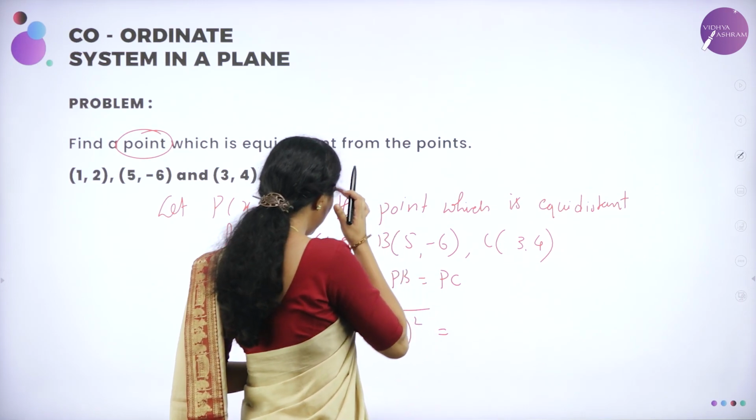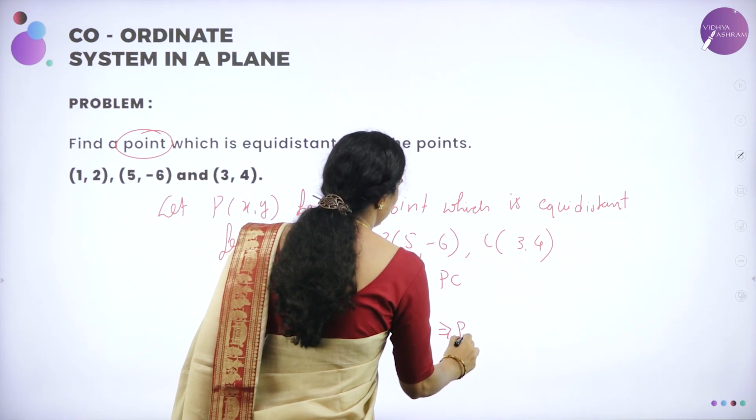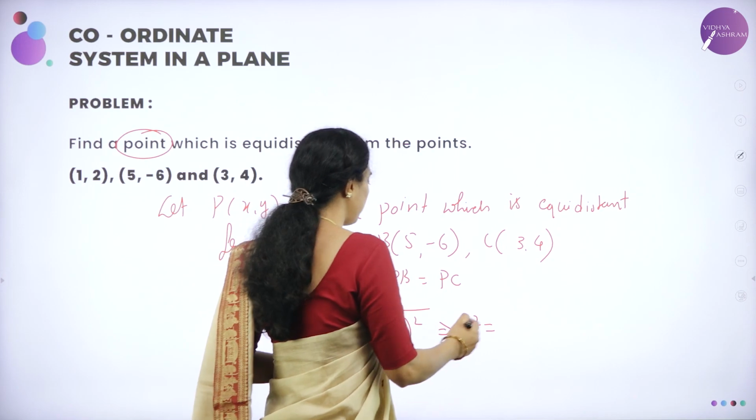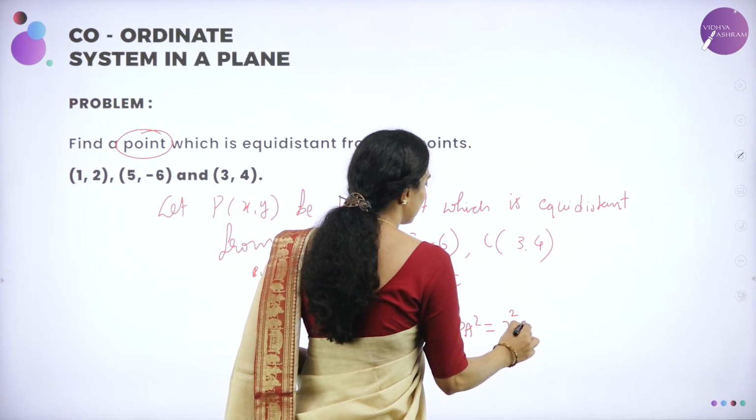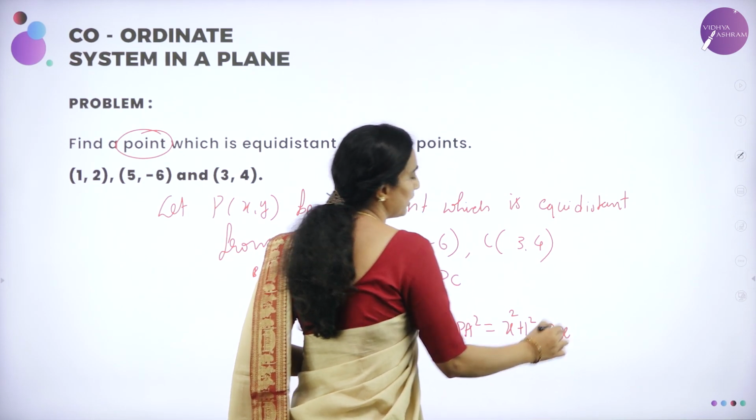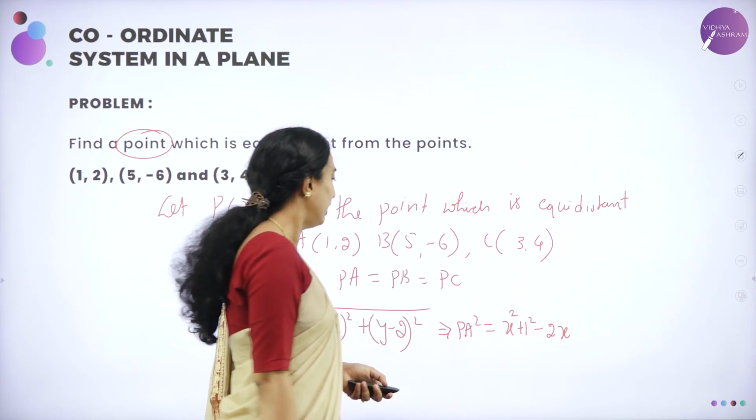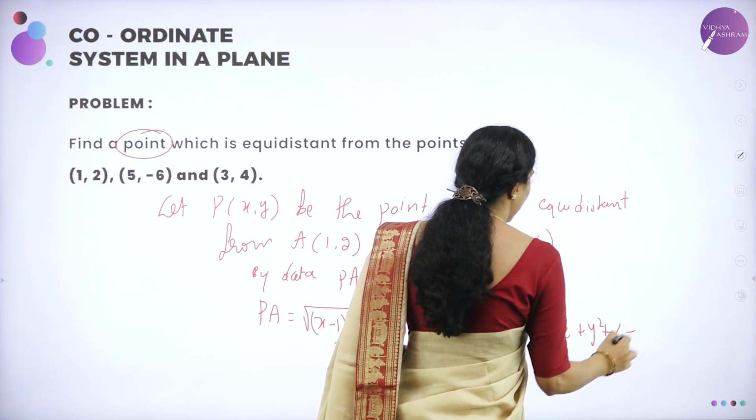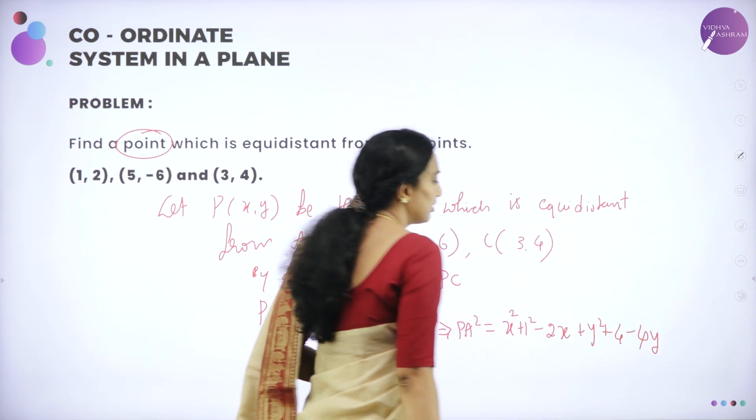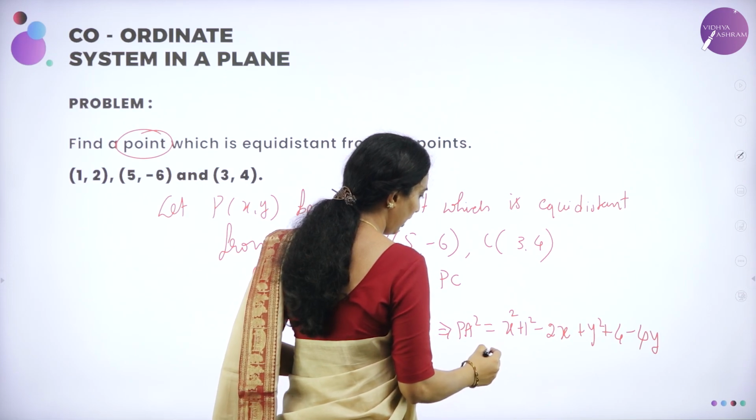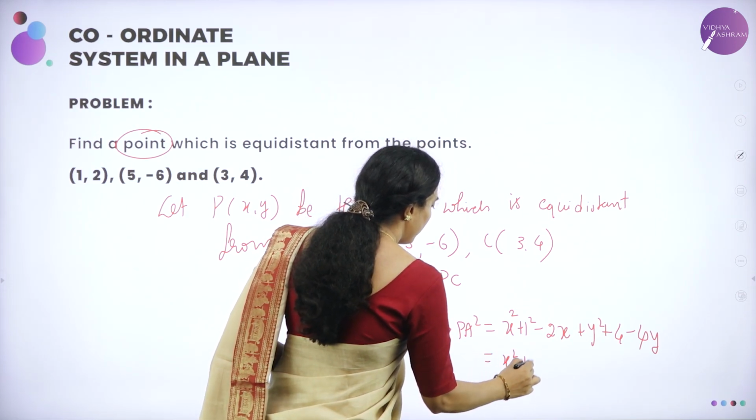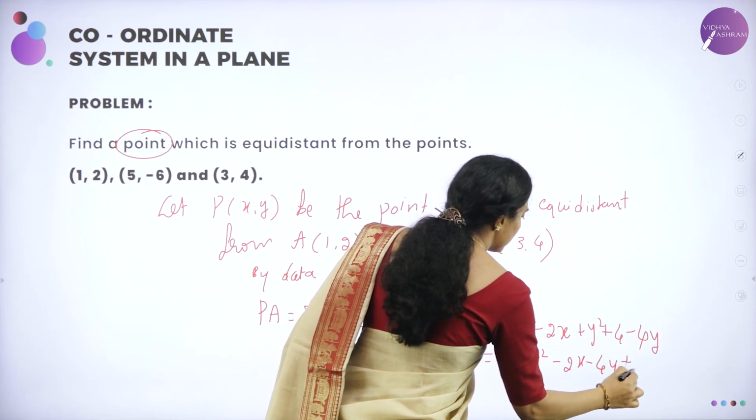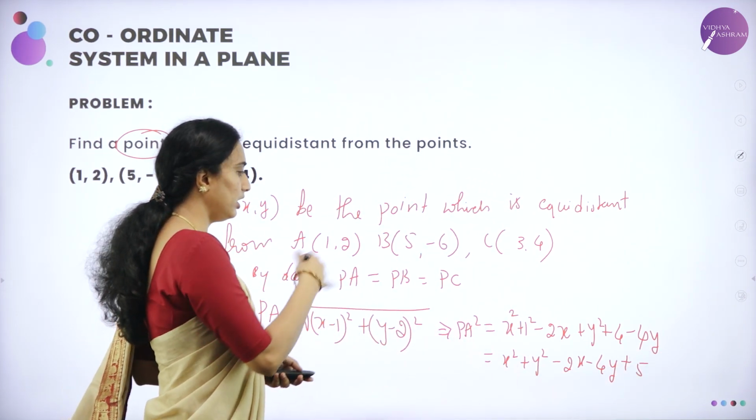PA squared will be equal to (x minus 1) whole squared. Let me expand that. (x minus 1) whole squared is x squared plus 1 squared minus 2x by using the (a minus b) whole squared formula. Next you are going to have plus y squared plus 4 minus 4y. You can add the constants: x squared plus y squared minus 2x minus 4y plus 5. This is your PA. We need to equate all that.